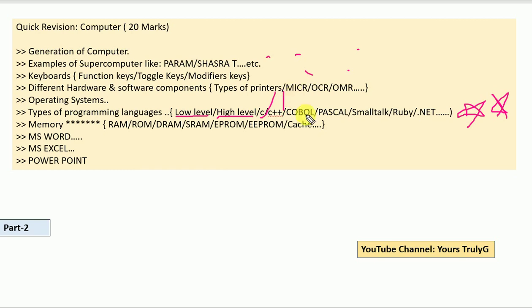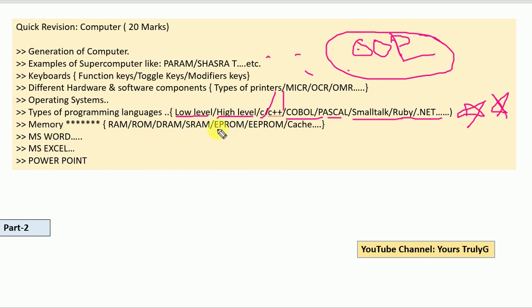They can ask anything. You have to go through what COBOL, Pascal, Smalltalk, Ruby, and .NET are. These are the latest programming languages that have been released. Many times they have asked which of the following is an object oriented language or object oriented programming approach. Such things you have to cover in a smart and quick way, because the time is very less. That's why I'm just mentioning the topics.